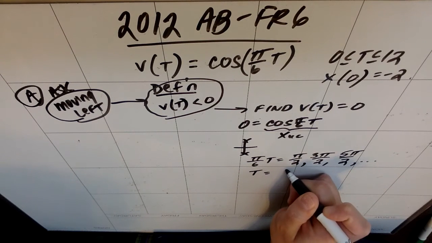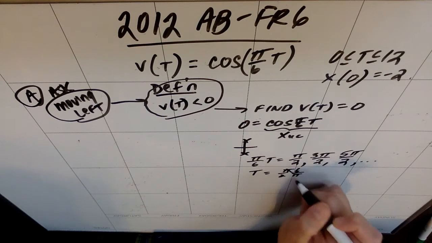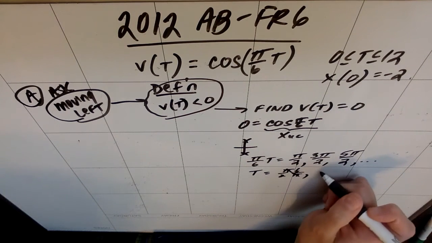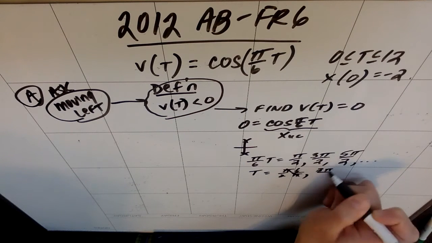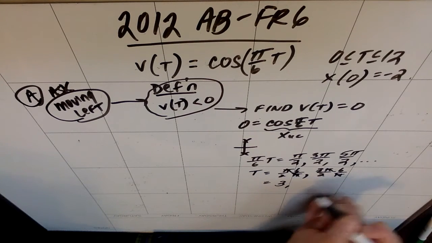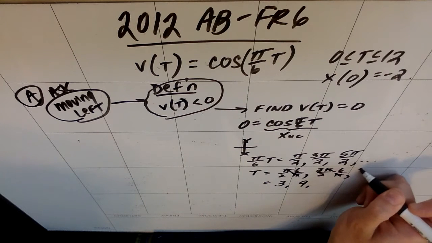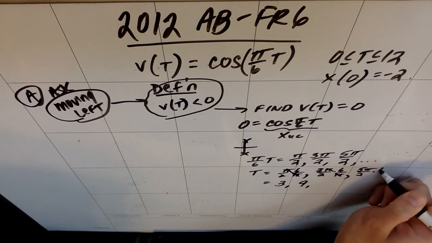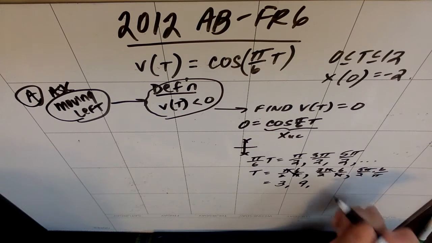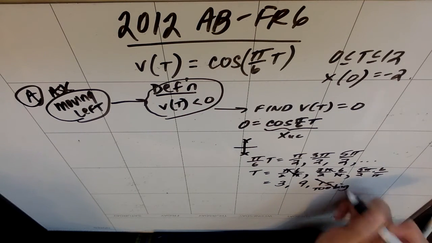I'm going to times this pi over 2 by 6 over pi, which is going to end up giving me a 3. Then I'm going to times this 3 pi over 2 by 6 over pi, which is going to end up giving me a 9. So that's a 6 over 2, which is a 3. That's an 18 over 2, which is a 9. And then when I times this guy, 5 pi over 2 times the 6 over pi, I'm going to end up getting a 15, which is too big, because my window is from 0 to 12.